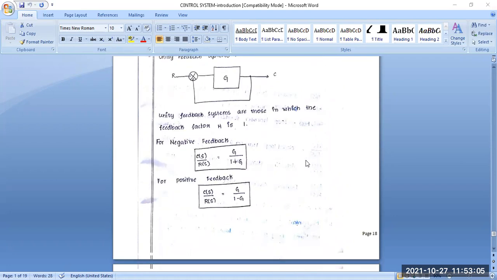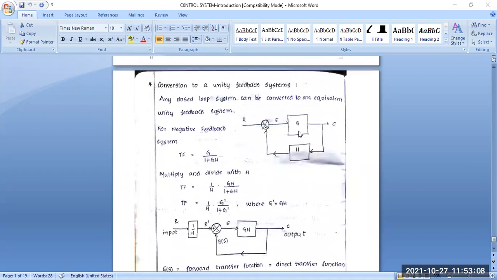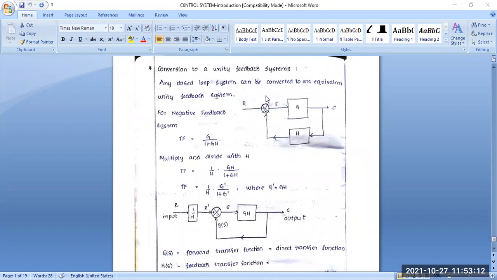Okay, so next we conclude another part. One important term: conversion to a unity feedback system. Here you can see a closed loop diagram that we present. R is the input, that is the reference input or the set point. Here you can see this is negative, that means this network is a negative feedback system. H is the feedback loop, this is the output section, and G is the controller part. Any closed loop system can be converted to an equivalent unity feedback system.